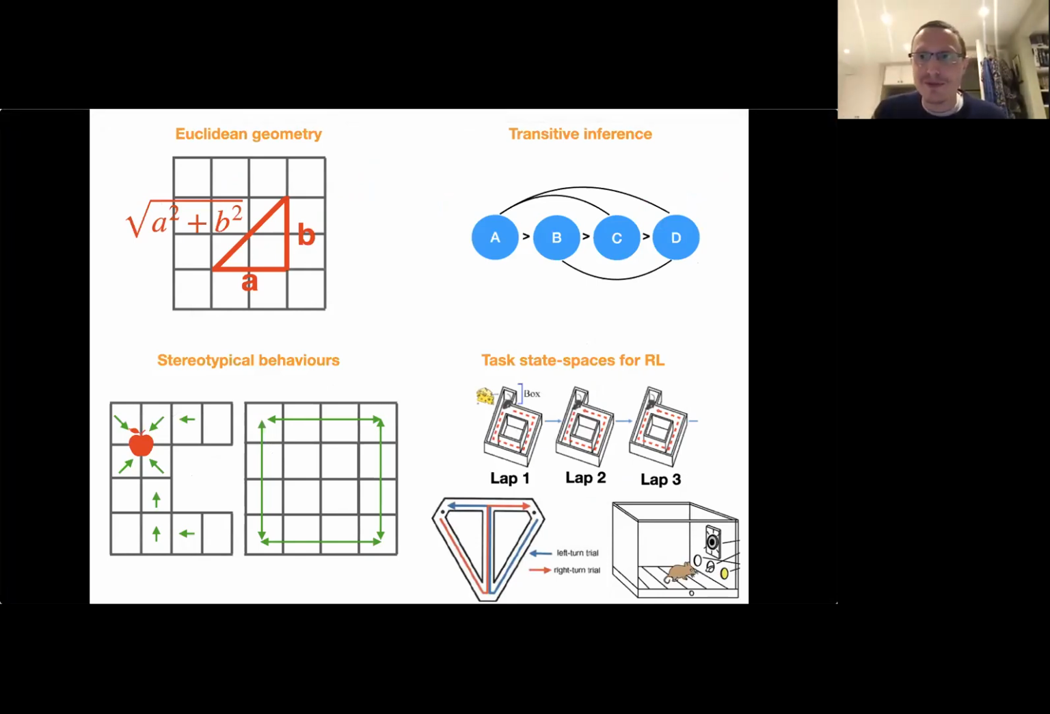I'm through it in reasonable time. If you think about space as sequences, or if you think about just modeling sequences and abstracting these coordinates, the structure of sequences, so that you can do fast inference, then you can maybe explain Euclidean geometry, transitive inference, these state spaces for RL. I was talking about these latent states at the bottom. I didn't really go into stereotypical behaviors, but you can also explain things like running around walls and finding apples in a similar way, moving towards rewards. So all of those things, I think, are a reasonably general way of thinking about a lot of problems that seem superficially distinct.